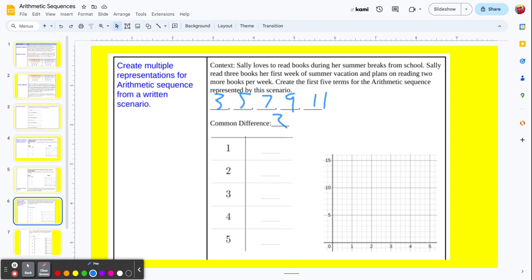Again, we put this in the table. Our first term is 3, 5, 7, 9, 11. And we can graph it. So the first term, we're going to go up to 3. Hard to see on my screen. I'll try my best here. And then the second term is 5. And then the third term is 7. Fourth term is up to 9. Fifth term is up to 11. So you can see it's increasing, it's linear, and it's increasing by that constant rate of change, which is the common difference of positive 2.